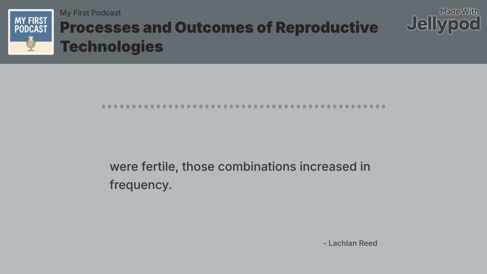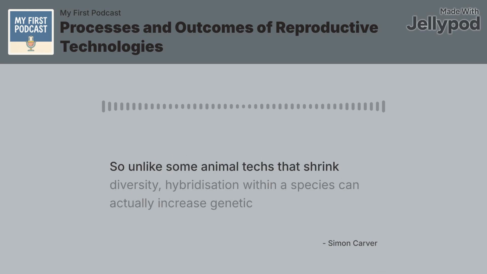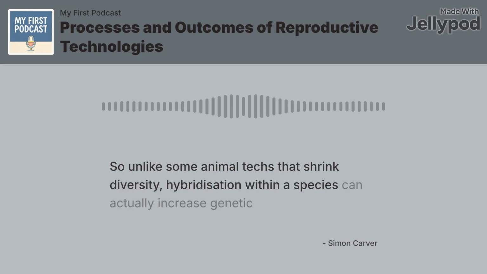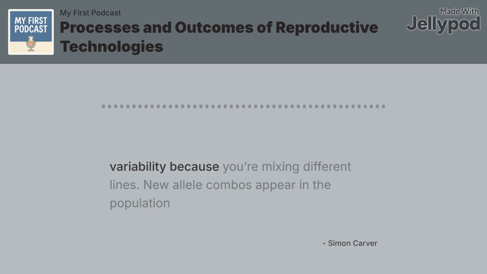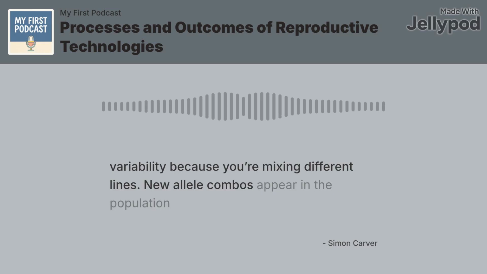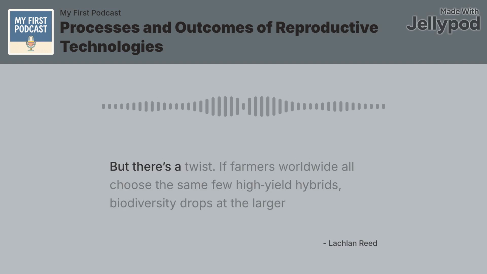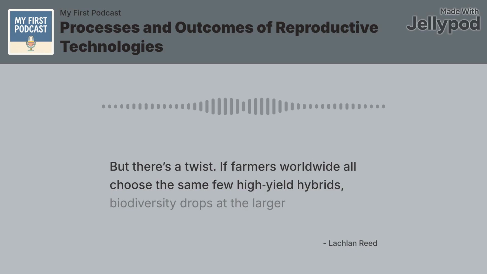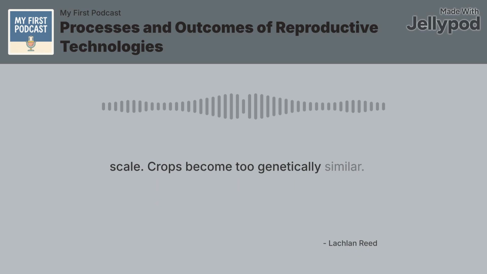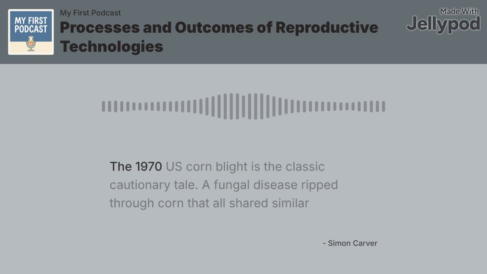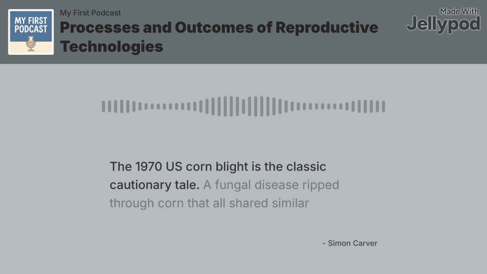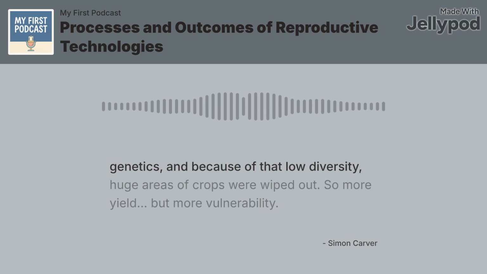So unlike some animal techs that shrink diversity, hybridization within a species can actually increase genetic variability because you're mixing different lines. New allele combos appear in the population. But there's a twist. If farmers worldwide all choose the same few high-yield hybrids, biodiversity drops at the larger scale. Crops become too genetically similar. The 1970 U.S. corn blight is the classic cautionary tale. A fungal disease ripped through corn that all shared similar genetics. And because of that low diversity, huge areas of crops were wiped out. So more yield, but more vulnerability.